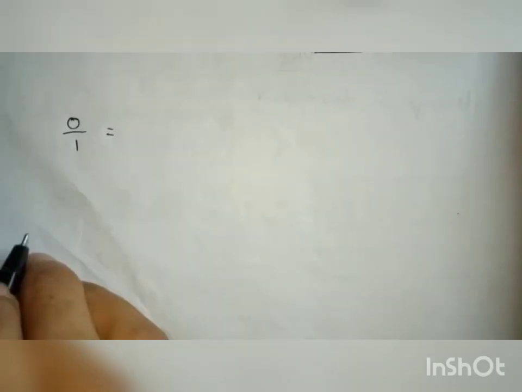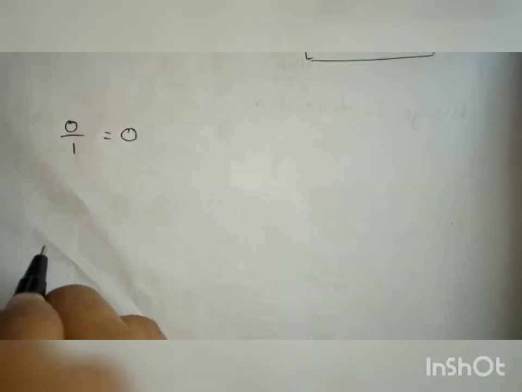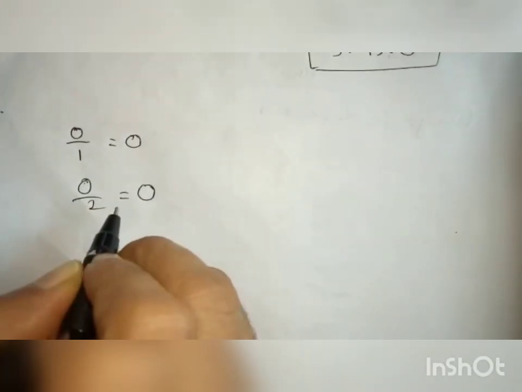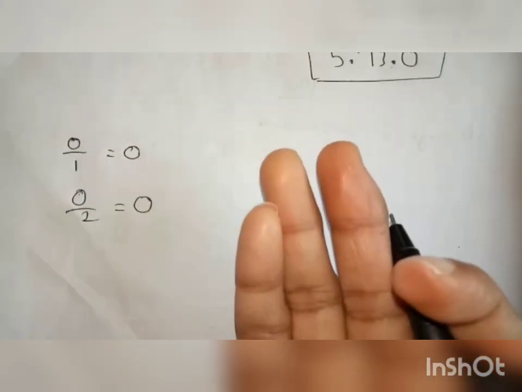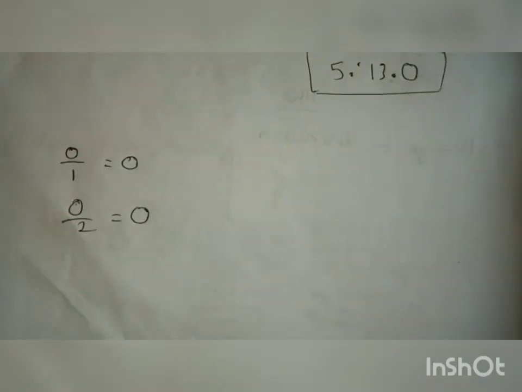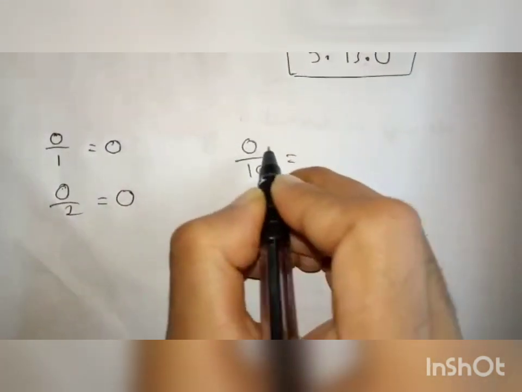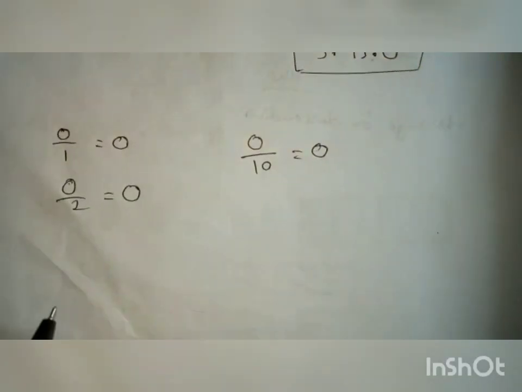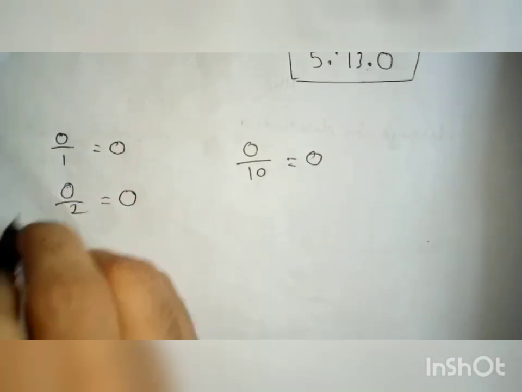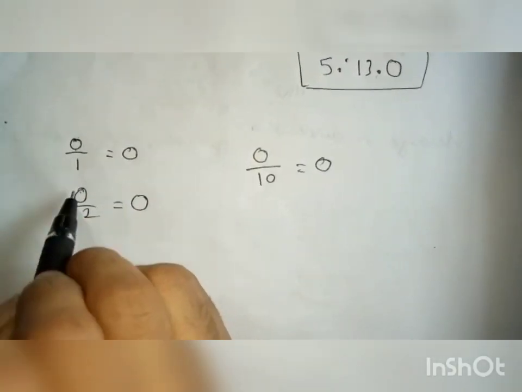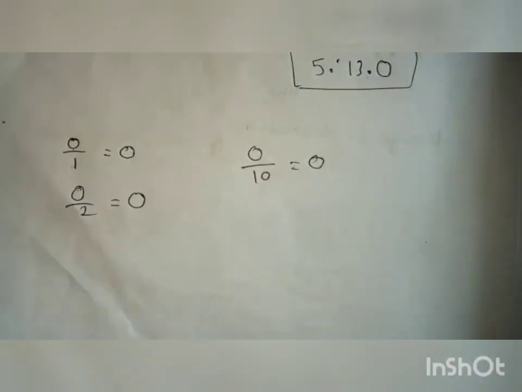Then one more thing I want to say. What is 0 by 1? 0 by 1 is 0 itself, right? 0 by 2 is what? 0 itself. If any student got 0 out of 10, how will you write? Like this, right? Which means it is 0 itself. So 0 by anything, if you divide 0 by any number, it will be 0 itself.